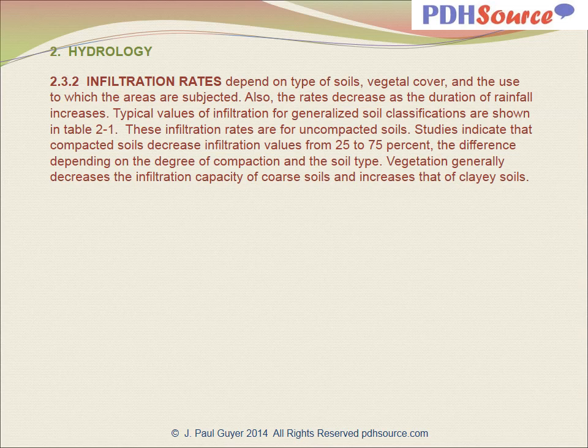These infiltration rates are for uncompacted soils. Studies indicate that compacted soils decrease infiltration values from 25 to 75%, the difference depending on the degree of compaction and the soil type. Vegetation generally decreases the infiltration capacity of coarse soils and increases that of clay soils.